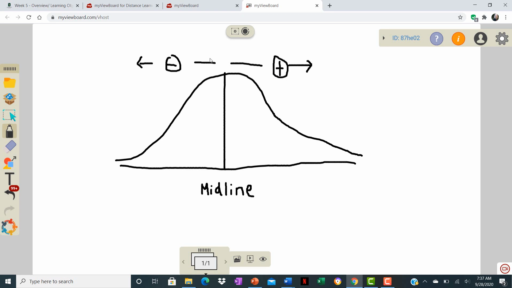Adding, going to the right; subtracting, going to the left. This is going to make a lot more sense to you as we go through next week as well. But nonetheless, these are the basics of normal distributions.